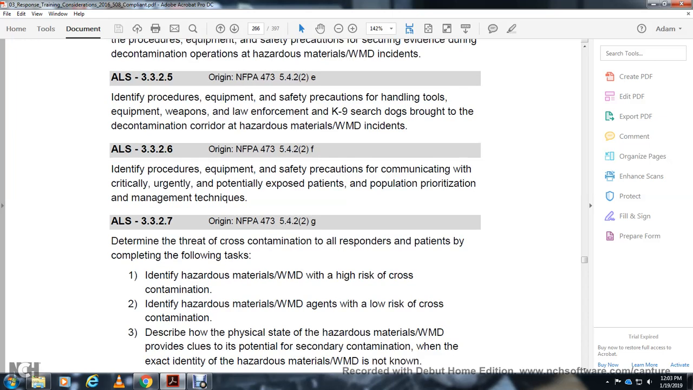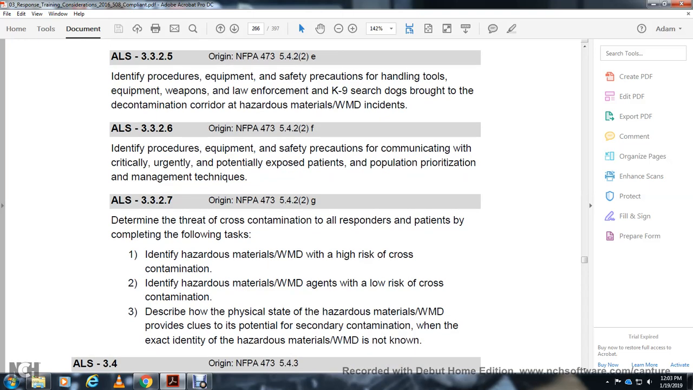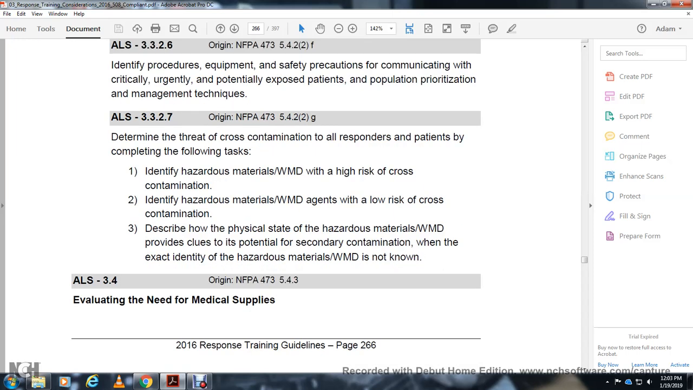Identify the hazardous materials weapon of mass destruction risk of cross-contamination. Identify the hazardous materials weapon of mass destruction agent's low risk of contamination. Describe how the physical state of the hazardous materials weapon of mass destruction provides a clue of the potential secondary contamination when the exact identity of the agent is not known.